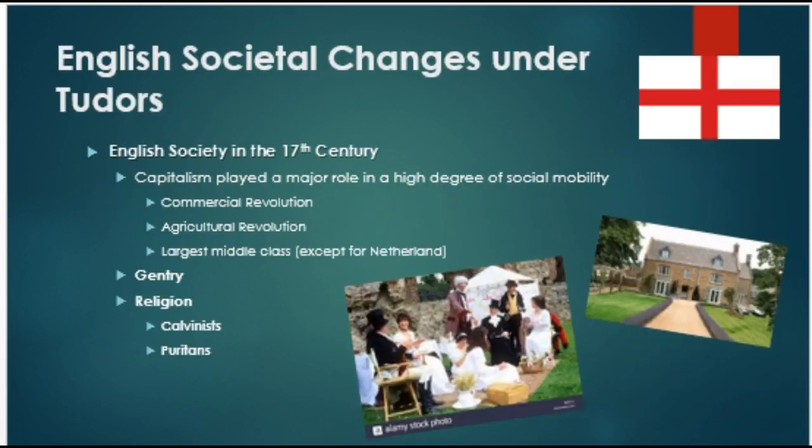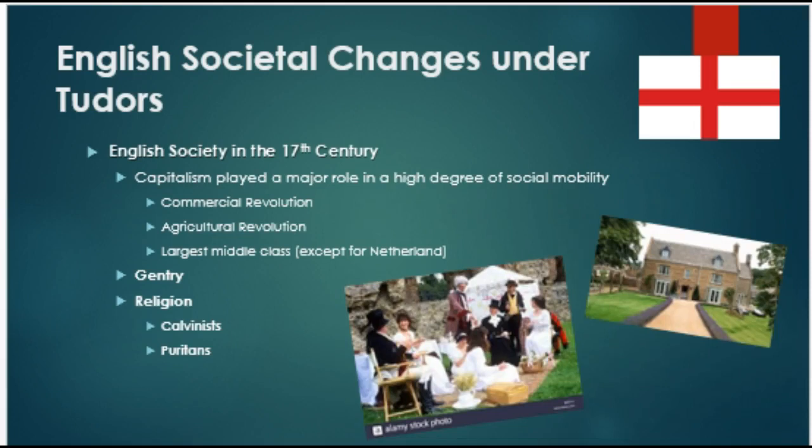Now, there were some English societal changes under the Tudors that we may need to focus on. Capitalism begins to play a major role, leading to a high degree of social mobility. Again, social mobility being that you could actually move up the ladder into a social class or likewise move down. The commercial revolution that we'll talk about shortly significantly increased the size of the English middle class. This is a middle class movement. And again, when we talk about middle class, we're talking about merchants and businessmen.